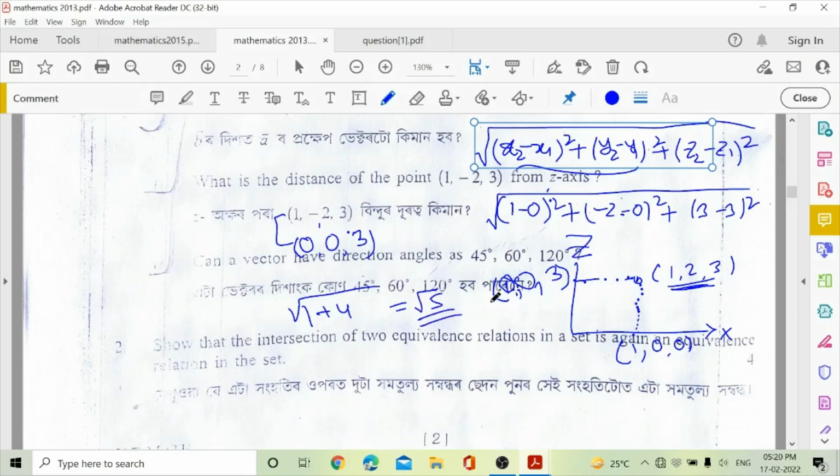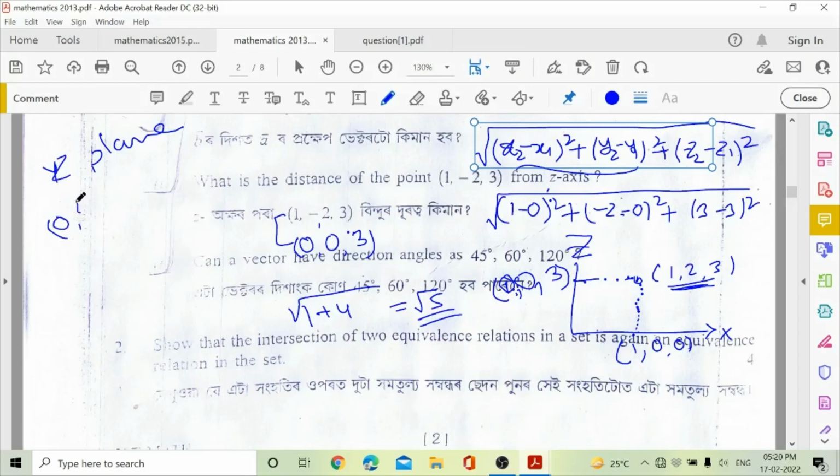The moral of the story is that whenever you have to find the distance of any point from any plane or any axis, just consider this point on that plane or on that axis. Correct. So suppose you have to find the distance of this point from the YZ plane. In the YZ plane, the X coordinate will become 0, and the Y and Z coordinates will be there.